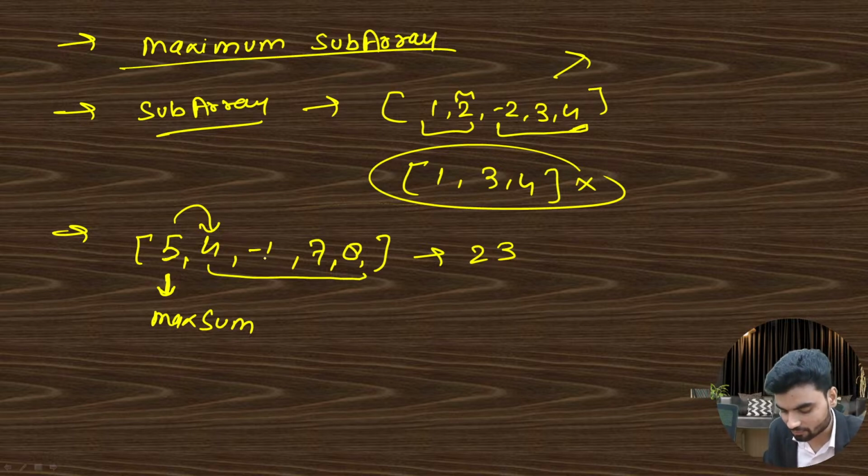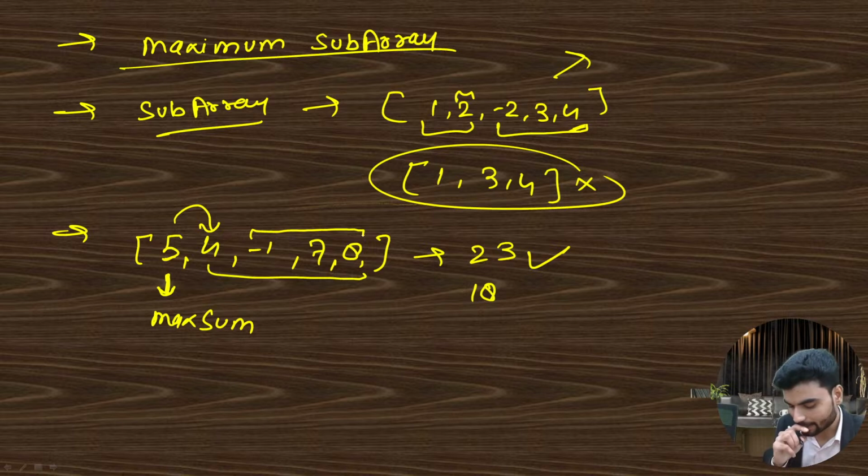So now what can be the sum? 4 minus 1 becomes 3, 3 and 7 is 10, 10 and 8 is 18. So now what is the maximum sum? Still, this is the maximum sum, right? Again, I'll take minus 1, 7 and 8. So now what will be the maximum sum? Minus 1 and 7 becomes 6, 6 and 8 becomes 14.